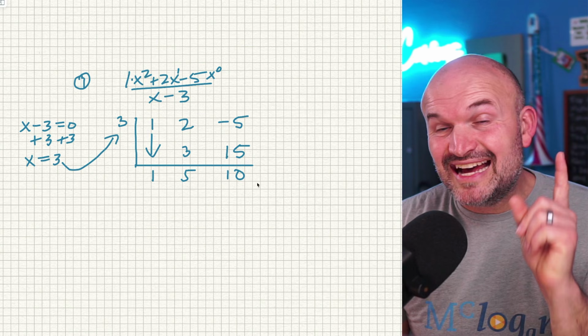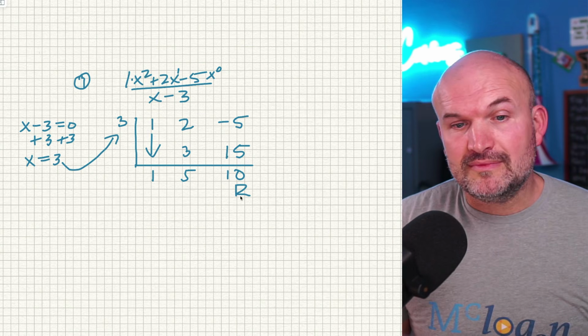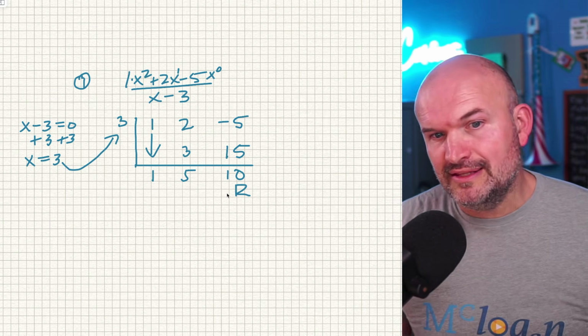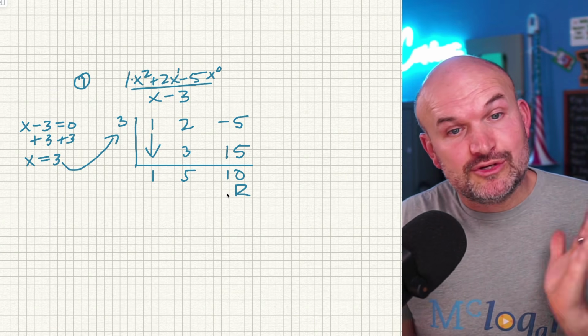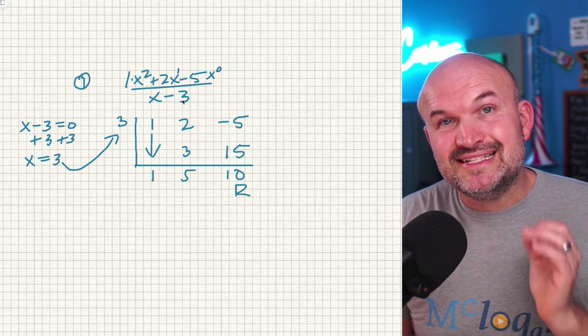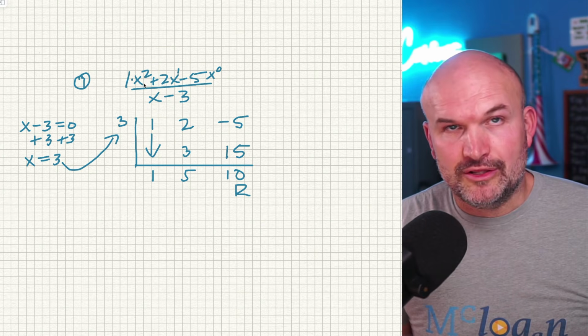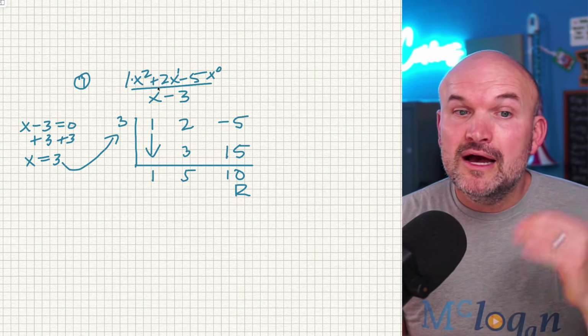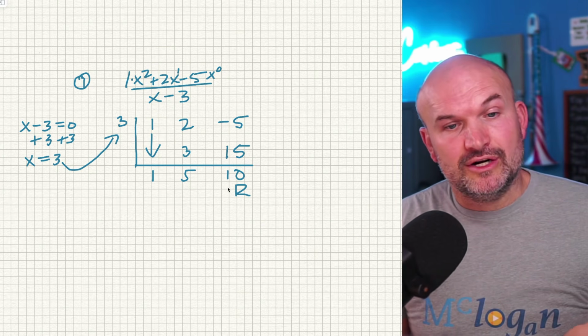Now this last number is going to be your remainder. So I always like to write a nice little r underneath. That reminds me that is a remainder. So what that tells me is x minus 3 does not evenly divide into the polynomial x squared plus 2x minus 5, but it divides into it with a remainder of 10.